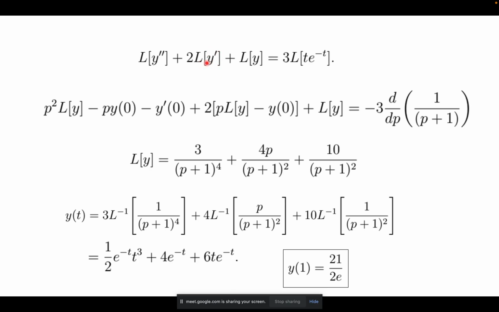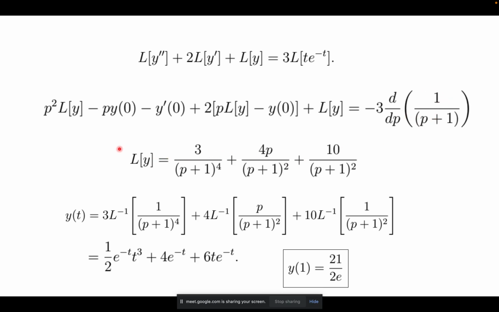Similarly, when you have the single derivative, the Laplace transform of that is equal to p times L of y minus y of 0, and then the Laplace transform of y comes as it is. Then you need to do the Laplace transform of t e^(-t), which is straightforward now because you learned it in your last lecture. That results in minus d by dp of the Laplace transform of e^(-t). The Laplace transform of e^(-t) is 1 upon p plus 1, so this results in minus d by dp of 1 upon p plus 1.